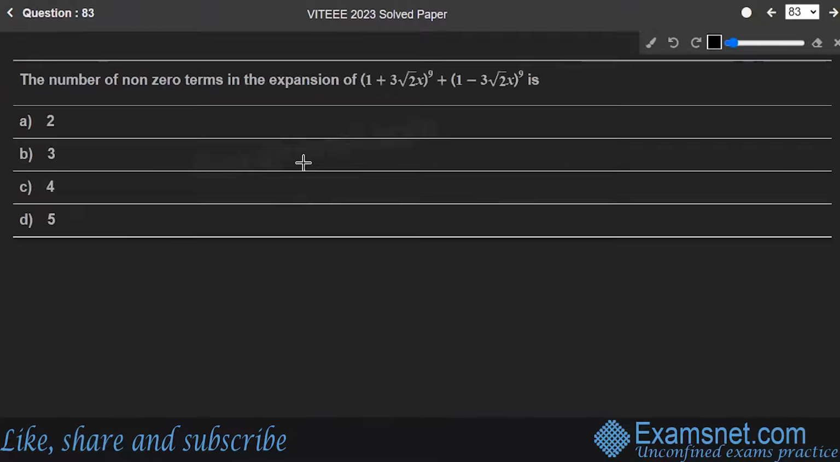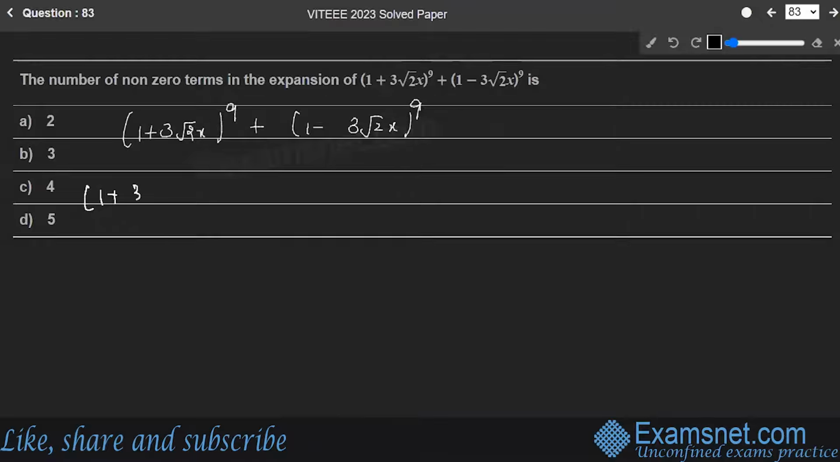Hope you got that. Next is the 83rd question. The number of non-zero terms in the expansion of this expression is. All right, so this is the given expression: (1 plus 3 root 2x) raised to power 9 plus (1 minus 3 root 2x) raised to power 9.